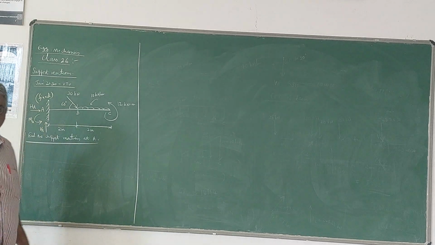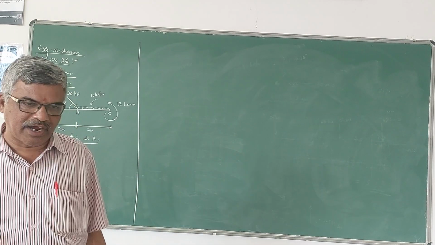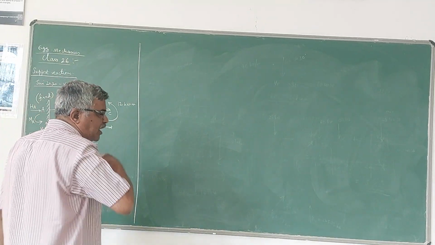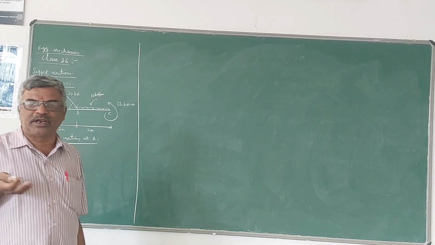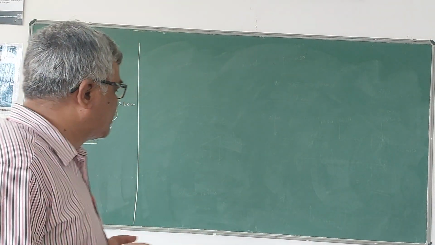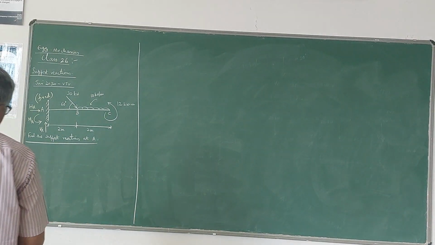Initially, you can assume a certain direction for those reactions. Later, after the analysis, if you get positive values for those reactions, the assumed direction is correct. If you get negative values, then it is in the opposite direction.